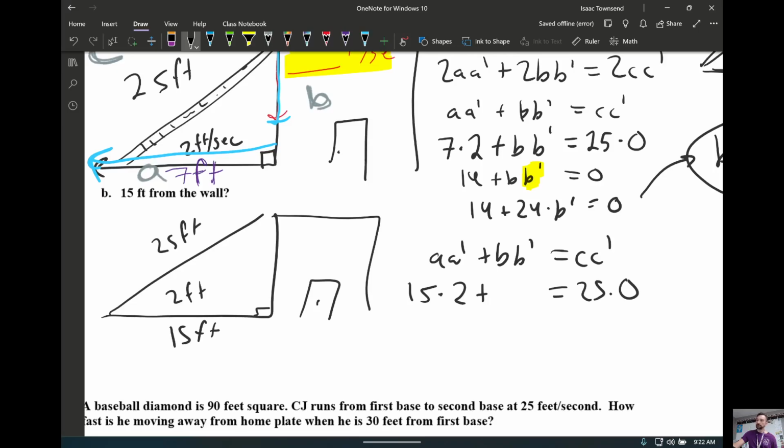We just figured out B was what, 24? Very good. So be careful here, that's the only thing that's different about this question. B was 24 in the last question because it was a 7, 24, 25 triangle. But this is a different time. Now this ladder's further away. It's 15 feet from the wall instead of 7 feet from the wall. So now this is a 15, something, 25 triangle. 20.